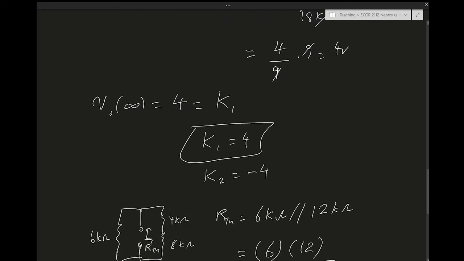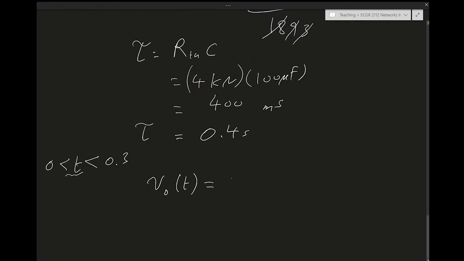It's going to be, we found that k1 is 4, k2 is minus 4, so it's going to be 4 minus 4, I can take 4 out, 1 minus e to the minus t over tau. Tau is 0.4. Do I want to simplify this further? Put this in the denominator? I don't know. Maybe let's do that. So 1 over 0.4 is going to be 10 over 4, which is 2.5. So it's going to be minus 2.5 t. Okay.